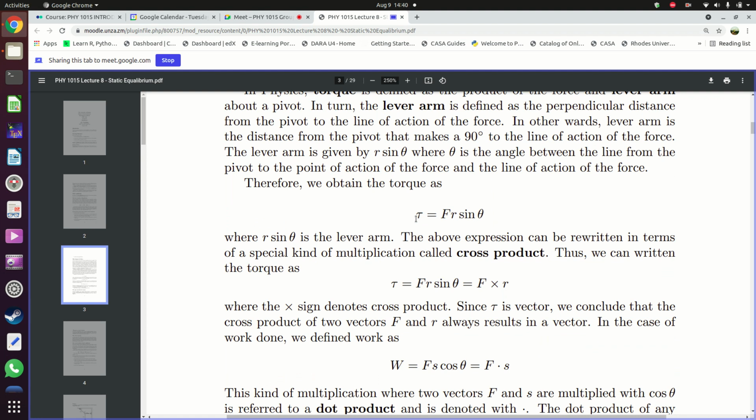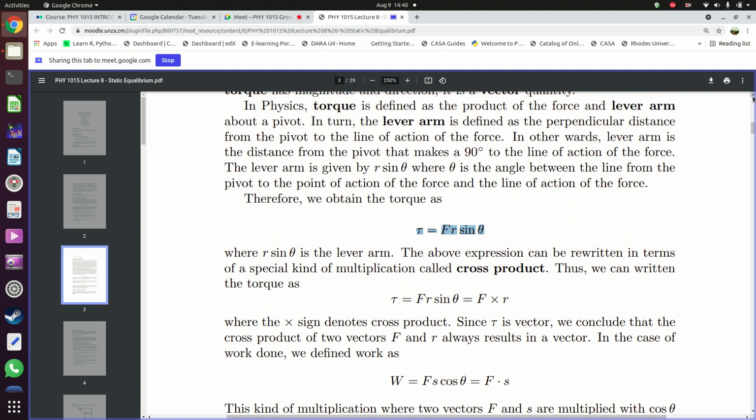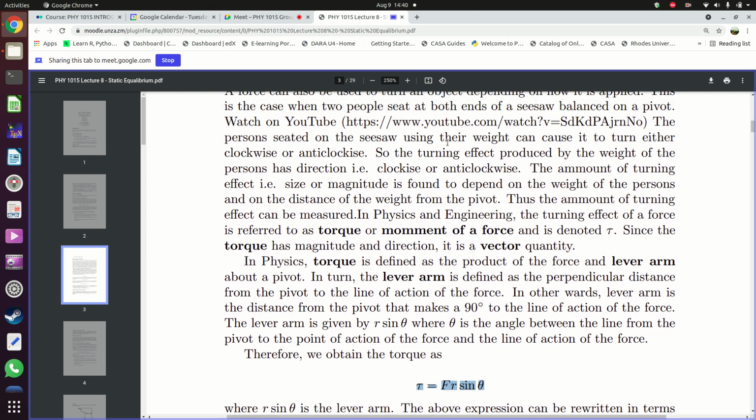And this is just a reminder of how we work out the torque. The size of the torque, or the amount of turning effect, is equal to the force multiplied by the distance between the point of rotation and the point of application, which is r, then multiplied by the sine of the angle theta between the line of action of the force and the distance r from the pivot, or rotation point, to where the force is being applied. So this is how we find out how much turning effect there is. So tau is equal to F r sine theta. This gives us the size of the turning effect.